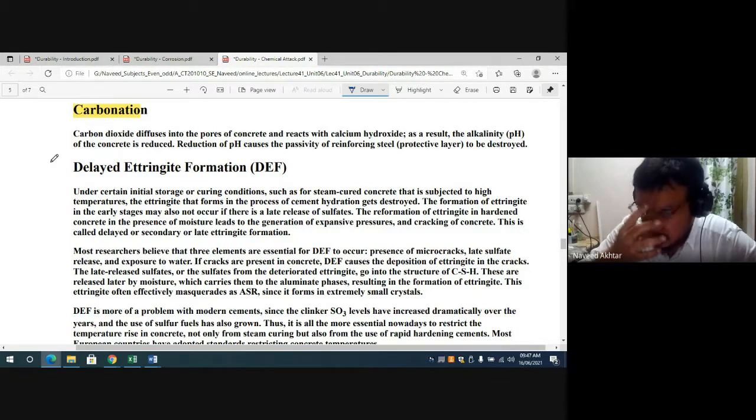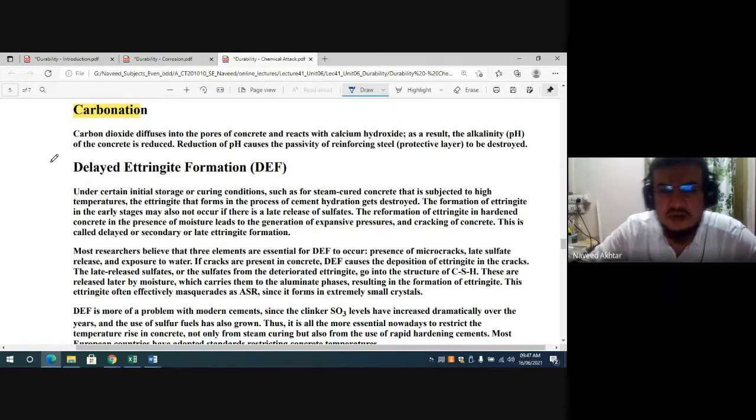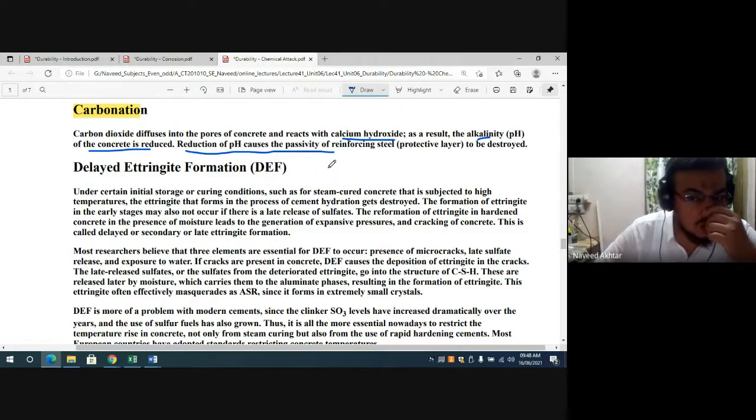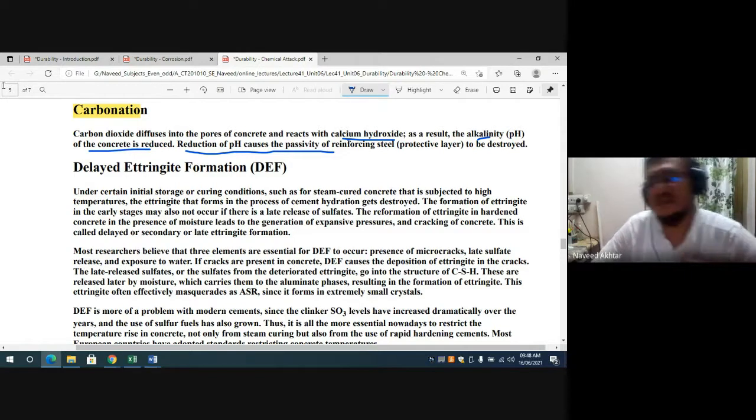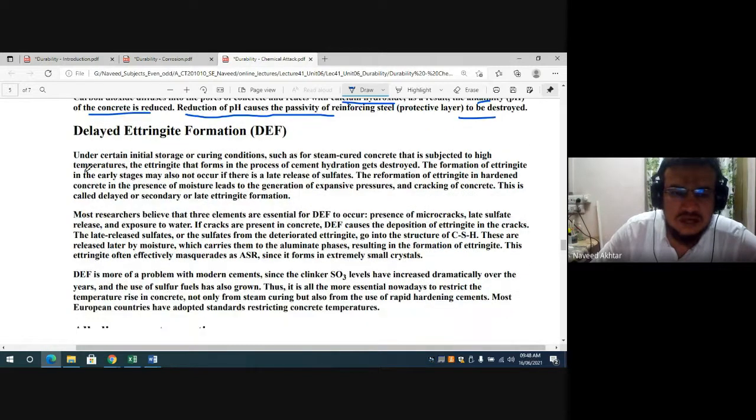Carbonation is another harmful effect in the concrete. That is, carbon dioxide diffuses into the pores of concrete and reacts with the calcium hydroxide present in the calcium silicate. As a result, the alkalinity, the pH of concrete, is reduced. Reduction of pH causes the passivity of reinforcing steel, and the protective layer of the reinforcing steel is destroyed due to the carbonation, and that's why that is also harmful.